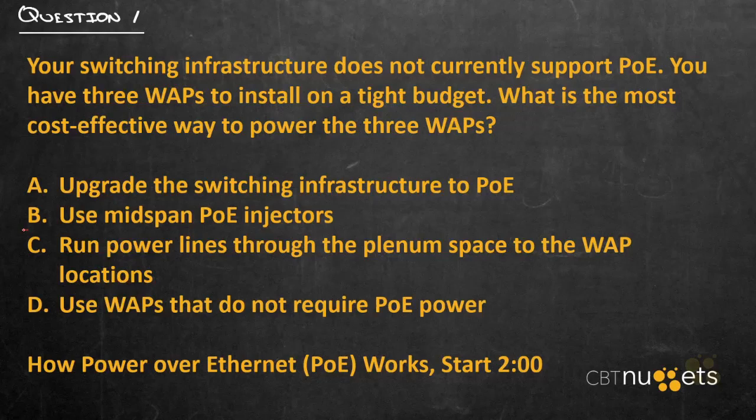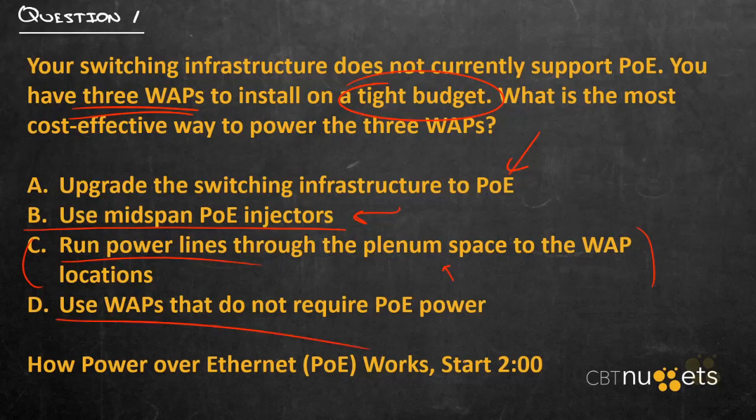Answer is B. Use mid-span PoE injectors. Upgrading the switching infrastructure shouldn't be an option, simply because that is not something that would fit into a tight budget constraint, especially if 3 WAPs is the only thing that you have to do. Running power lines through the plenum space to the WAP locations is way more expensive than using mid-span PoE injectors, because you're going to have to figure out where the power comes in. I mean, a certified electrician, and so on.